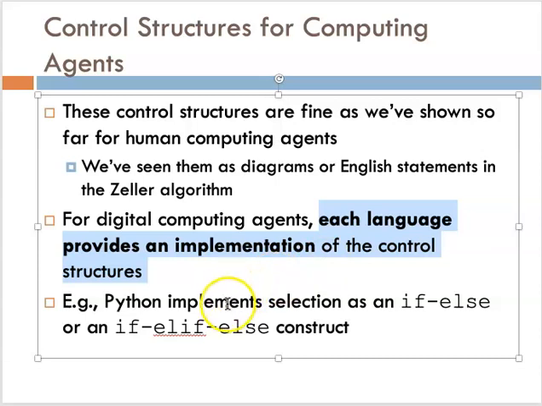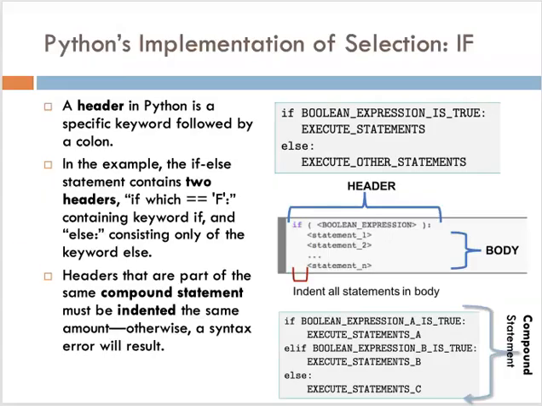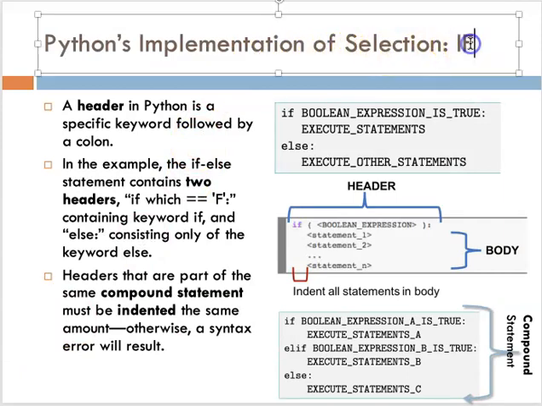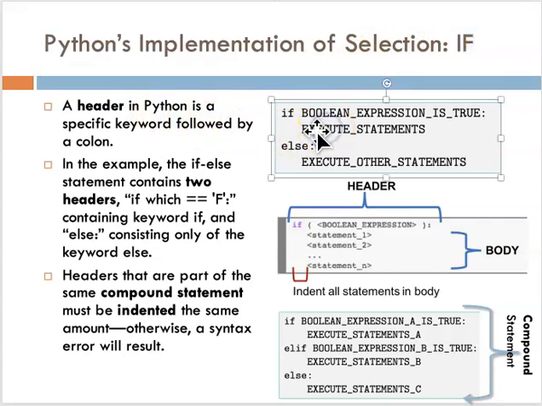So in Python, for example, we can implement the selection control structure as certain control statements: the if-else control statement or the if-else-if-else control statement. Let's take an example of that in some detail at this point. The way Python implements selection is by using the if control statement, and the general syntax of that is over here.